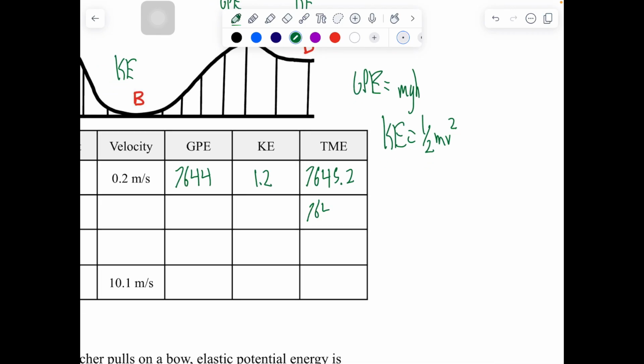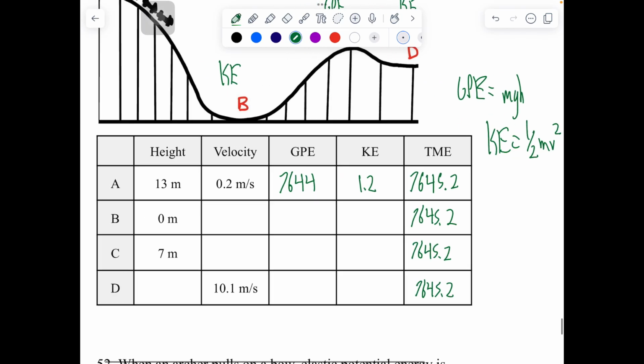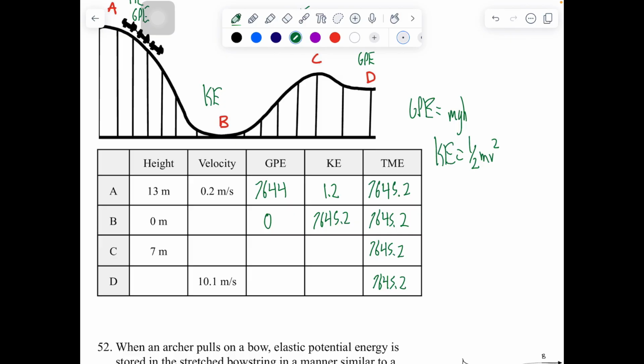That total mechanical energy must be conserved. There's no work done, so that energy is not changing. When we have no height, we have no gravitational potential energy. All of our energy is kinetic. If we know the height, we can solve for GPE. So 60 times 9.8 times 7, subtract from the total 4,116 to get our kinetic energy.